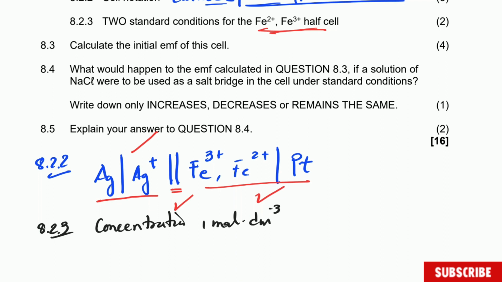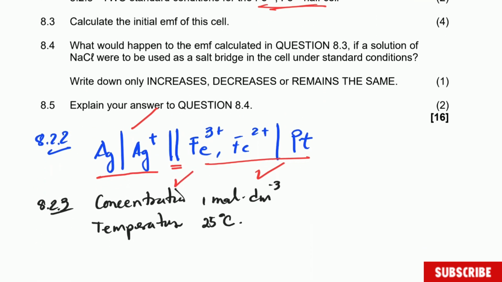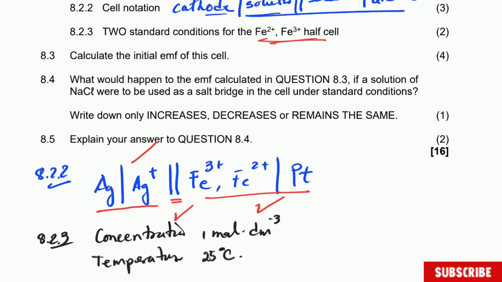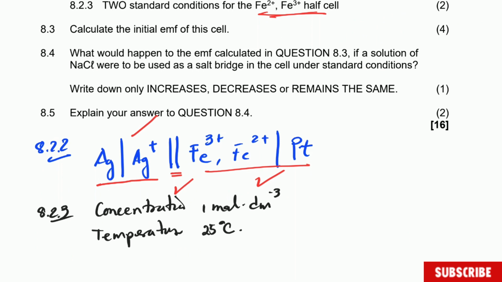The temperature must be 25 degrees Celsius. Now pressure is one of the conditions, but there are no gases here, so pressure is not applicable to that specific half cell. So this is all you have to say. It's quite simple. Now remember, do not confuse this one with STP.